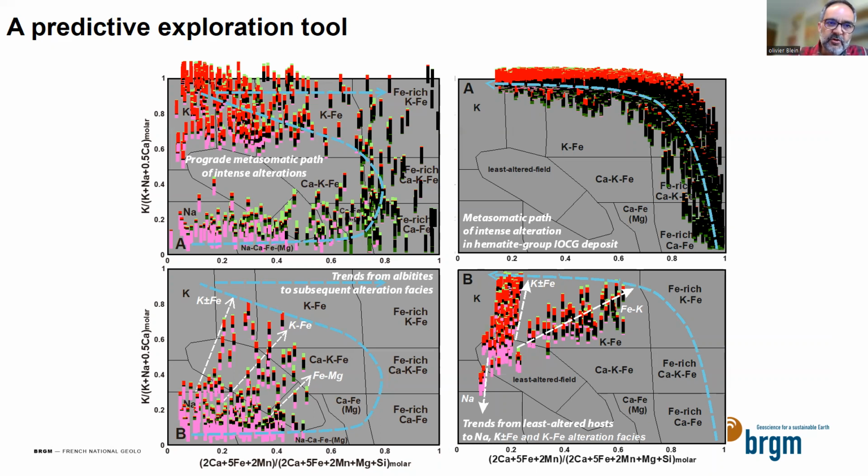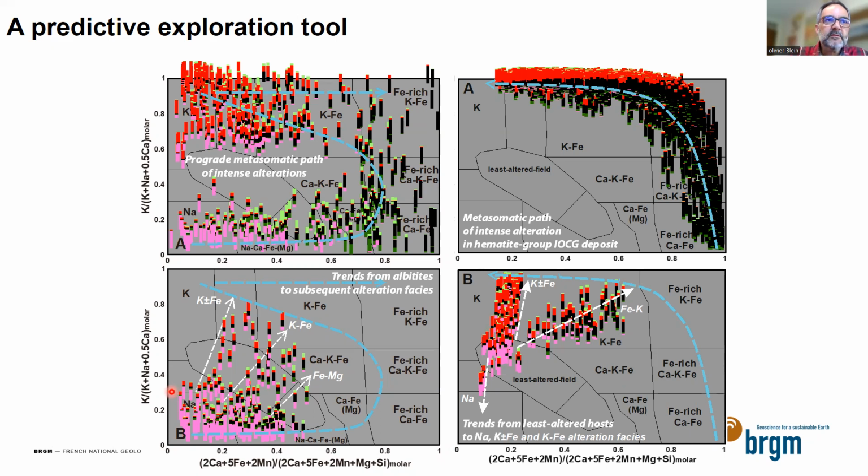On your left, the data from the Gawler magmatic zone define a classic prograde metasomatic path from sodium to calcic iron to potassic iron to potassium, and then to low temperature potassic iron. We have here essentially the path defined by high temperature alteration. In this system, we can have overprint of albitite by potassic or potassic iron, or by iron magnesium fluids.